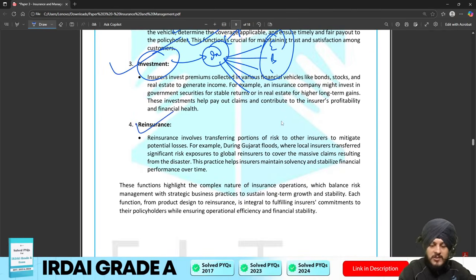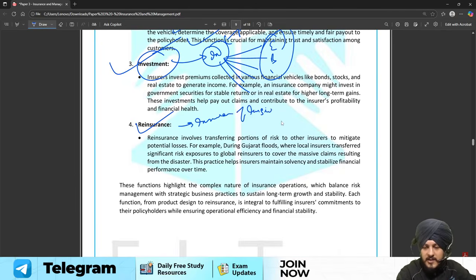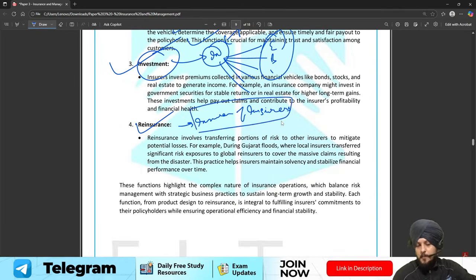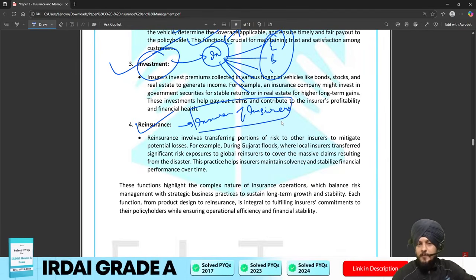Last is reinsurance. Reinsurance is what? It is the insurance of insurers, right? It is the insurance of insurers, that is, the insurance companies, so that this reinsurance facility helps them. It acts as a backup.